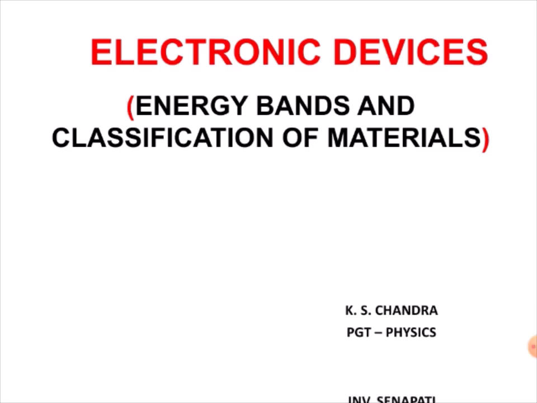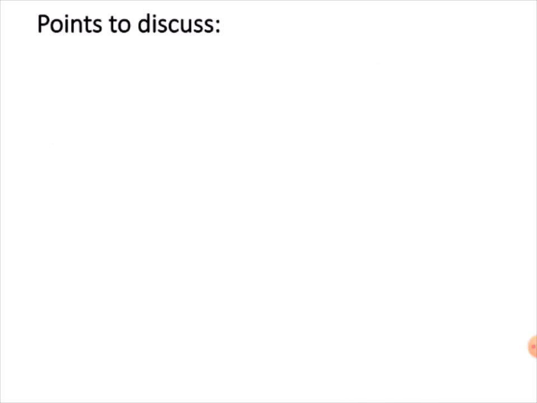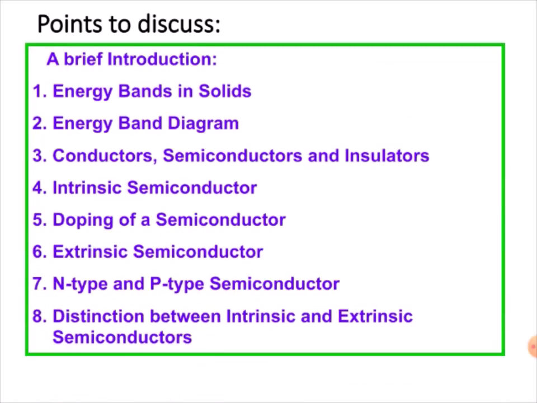First, let us try to know what are the topics to be discussed. A brief introduction about the development of semiconductor devices. Next, we will go to energy bands in solids, energy band diagram, conductors, semiconductors and insulators, then intrinsic semiconductor, doping of the semiconductor, extrinsic semiconductor, N-type and P-type semiconductor, distinction between intrinsic and extrinsic semiconductor.